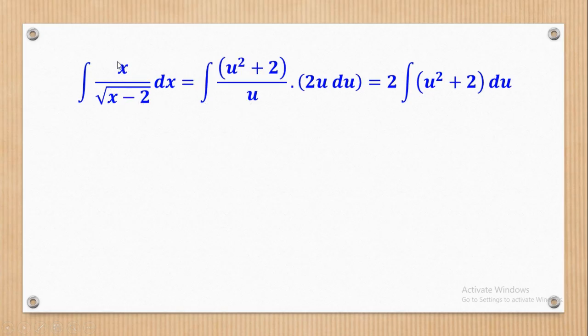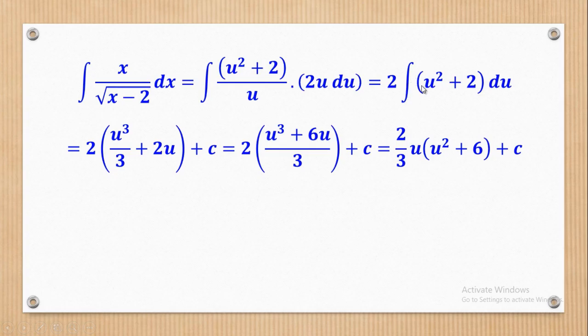Remember we made x a subject, so my x was u squared plus 2, so come and substitute for x. Then the whole of this was equal to u, come and substitute for it. Then dx was equal to 2u du. Now that I've substituted, the next thing is to simplify. I can realize that this u and this u can cancel. This 2 will remain, and this one also remains.